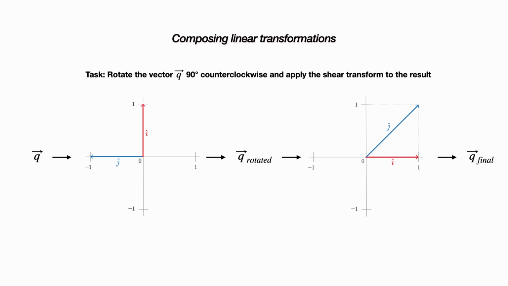So let's describe this symbolically. We have a matrix which represents the counterclockwise rotation. We call it M rotate 90 minus.